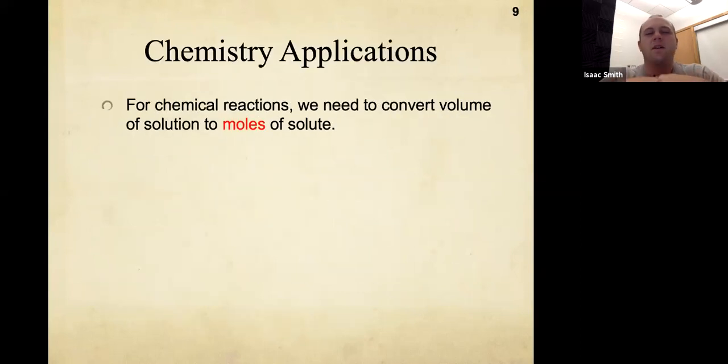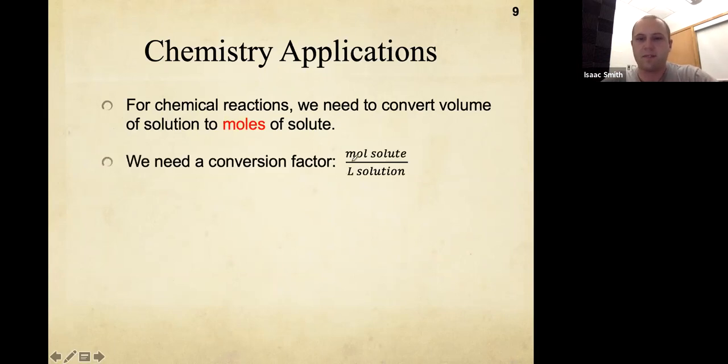Okay. So for chemical reactions, like I said, we don't use mass over mass a lot or mass over volume. Because in chemistry, we use a lot of moles, right? Moles is a huge unit that we use a lot. So for chemistry, we're going to need a number that allows us to convert from volume to moles. I talked about this before. We need volume to moles. So that means our conversion factor or concentration needs to have these two units. So the conversion factor that we use in chemistry is moles of solute over liters of solution.